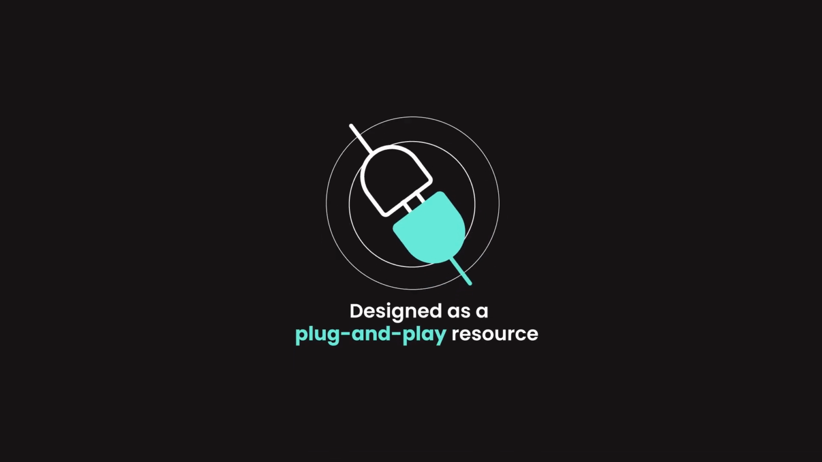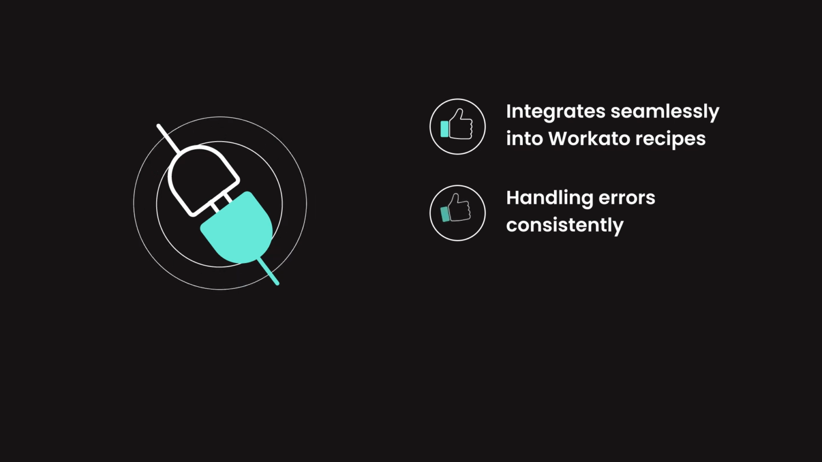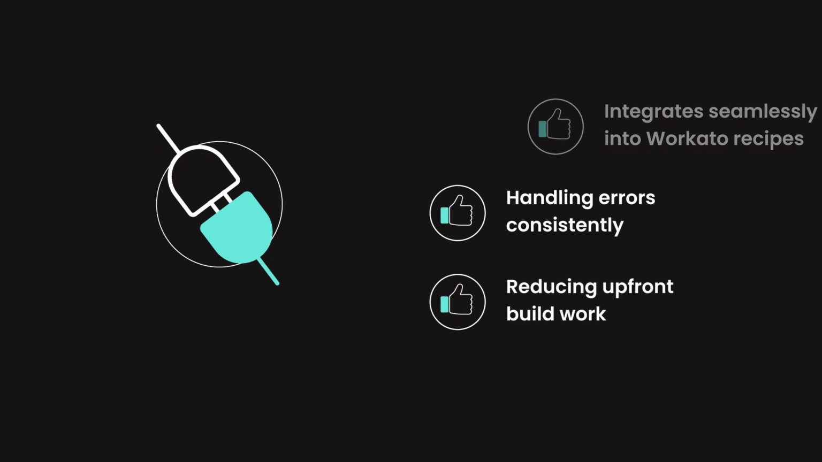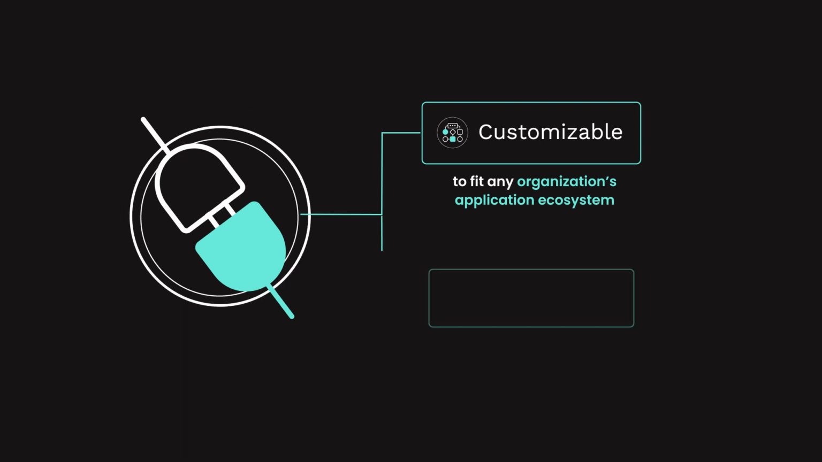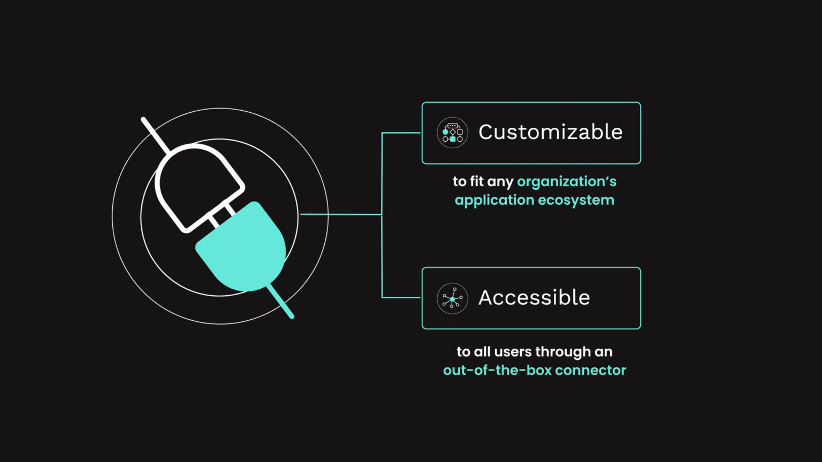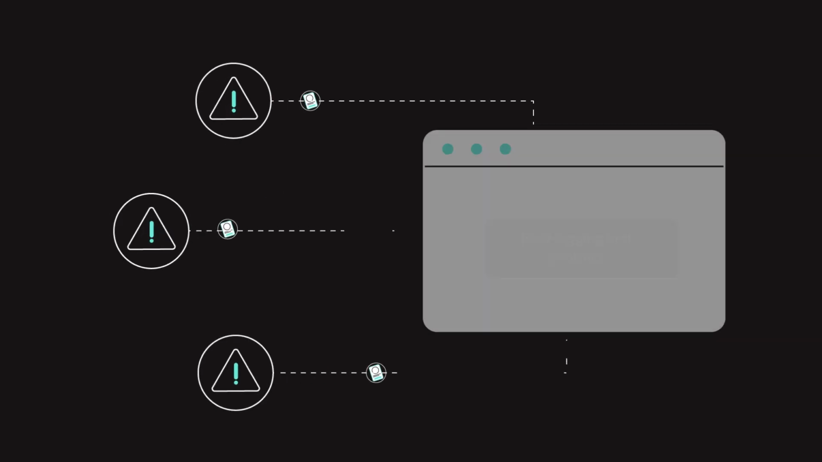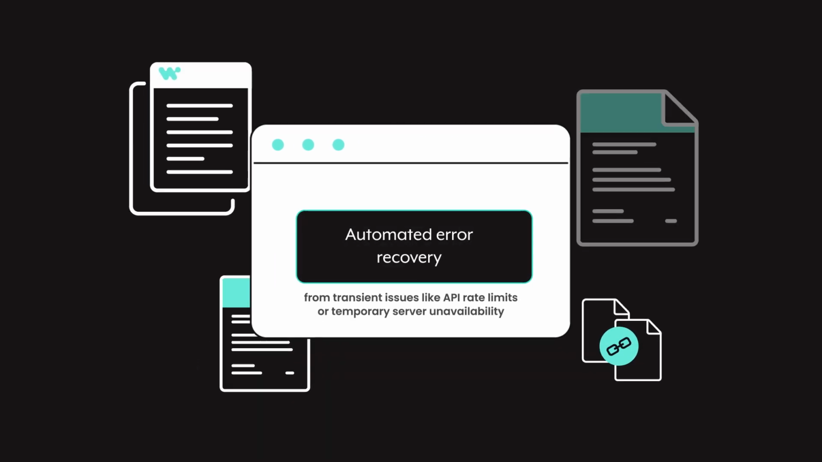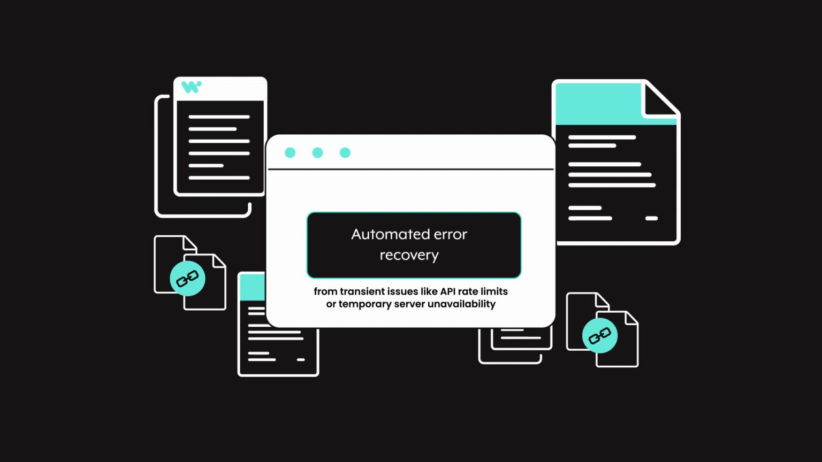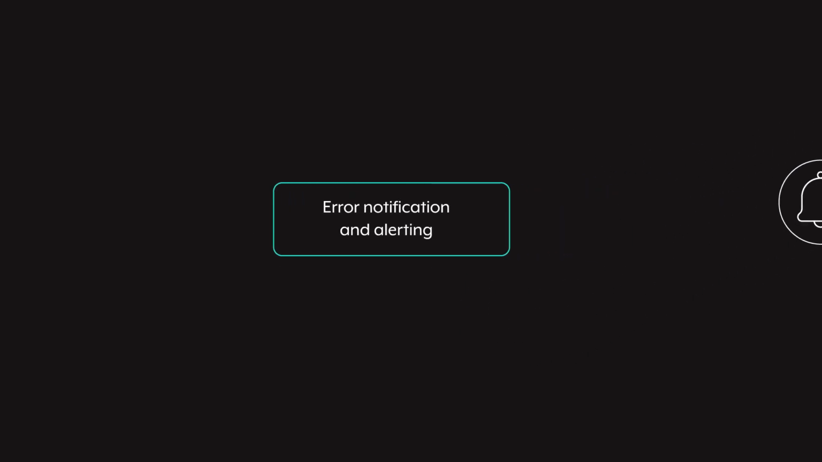Designed as a plug-and-play resource, the Accelerator integrates seamlessly into Workato recipes, handling errors consistently and reducing upfront build work. It's customizable to fit any organization's application ecosystem and accessible to all users through an out-of-the-box connector. Key functions are: 1. Error logging and analytics for visibility and corrective measures. 2. Automated error recovery from transient issues like API rate limits or temporary server unavailability. 3. Error notification and alerting through channels such as Slack, email, and ticketing systems.